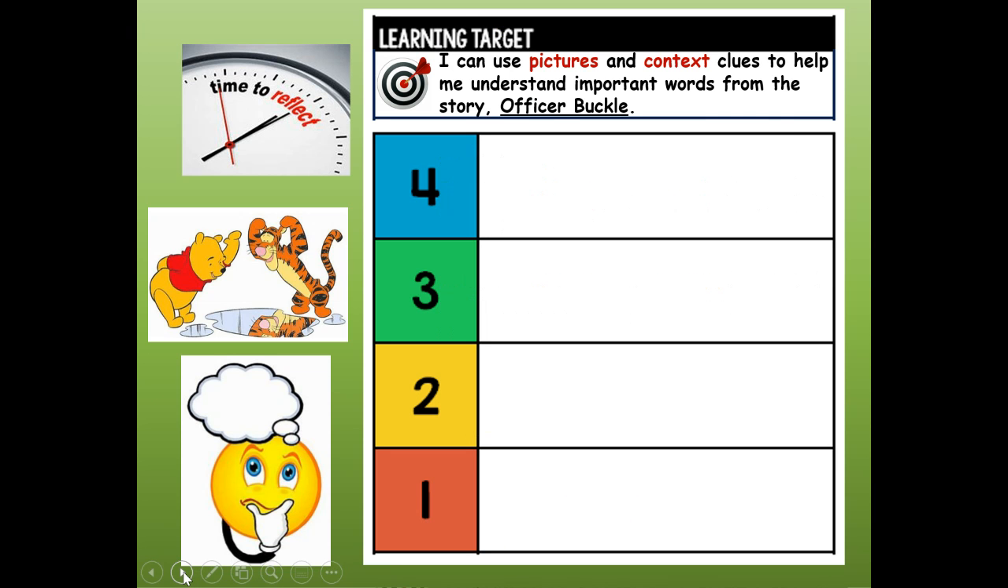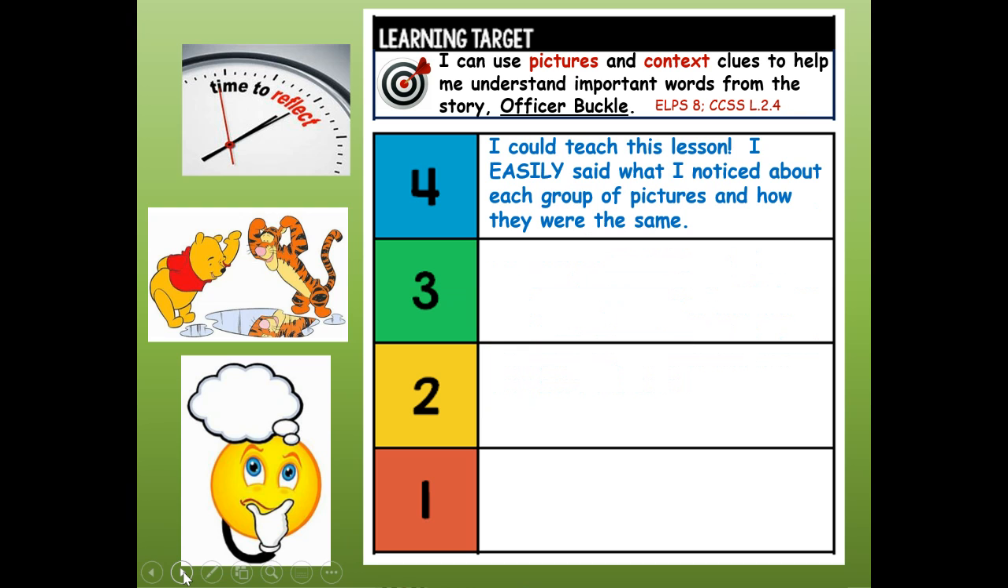Let's reflect on our learning target for today. On the top of your paper, I want you to write your reflection. How do you think you did reaching your learning target? I can use pictures and context clues to help me understand important words from the story Officer Buckle and Gloria, of course. Would you give yourself a 4? I could teach this lesson. I easily said what I noticed about each group of pictures and how they were the same.